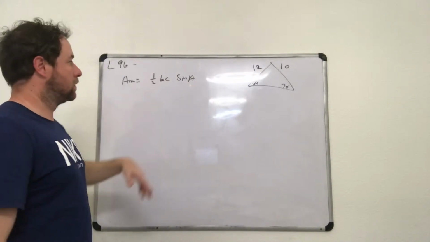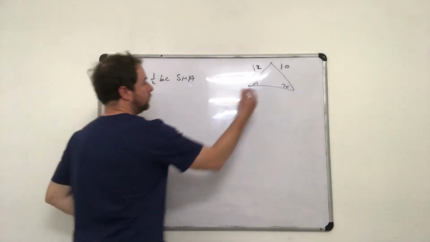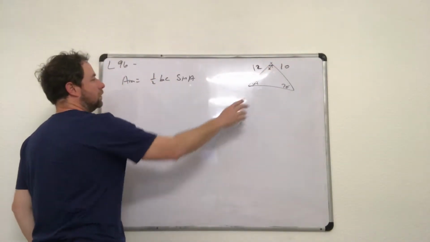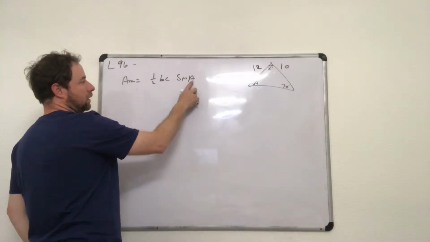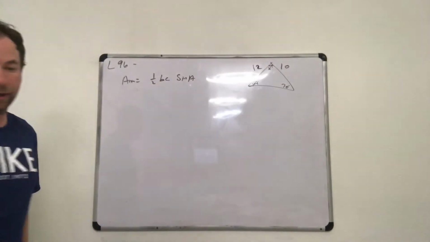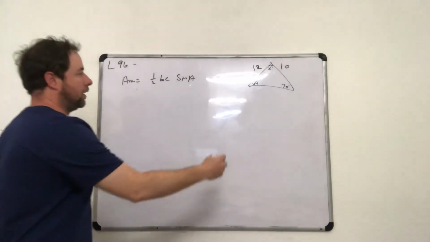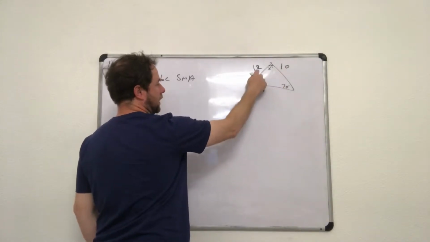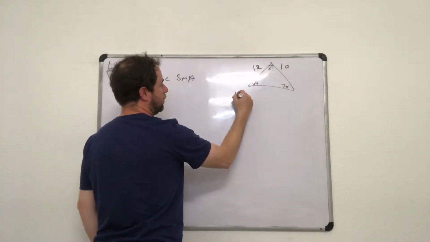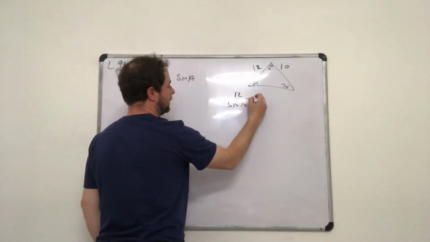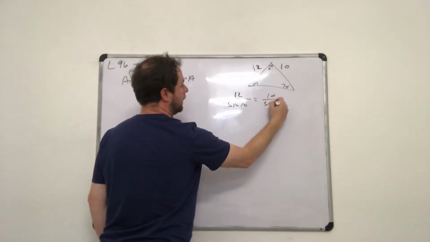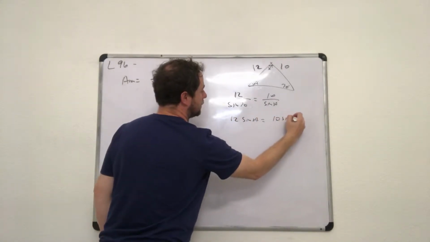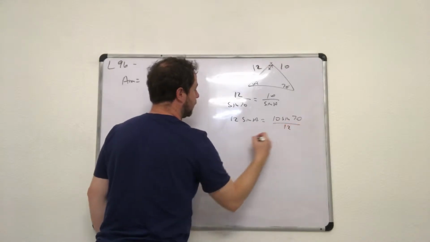So if we look at this, if we find this angle right here, we'll call it x degrees, and we can plug in 12 and 10 and the angle here, and we'll be able to find the area of this triangle. First thing we'll do is start out with the law of sines in order to find this angle, because that is opposite the 10 and that is opposite the 12. So we have 12 over the sine of 70 equals 10 over the sine of A.